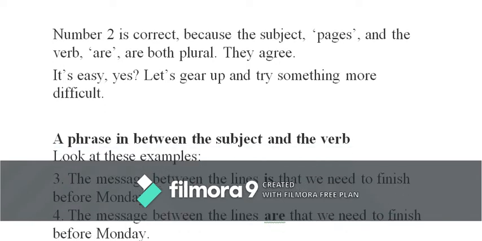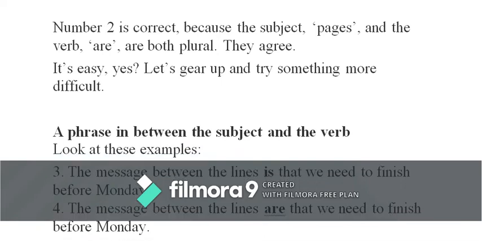The message between the lines are that we need to finish before Monday. Out of these two sentences, one sentence is correct and one is incorrect. Now let us evaluate what could be our subject. The message. The message seems singular. The message is that we need to finish before Monday. Then what are these words? Between the lines. Between is a preposition, the is an article, lines is a noun. So it is a prepositional phrase, I would say.